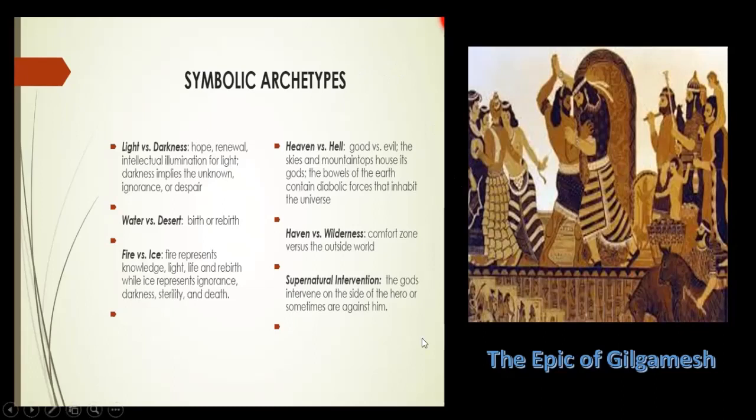Okay, all right. So another symbolic archetype in the Epic of Gilgamesh is heaven versus hell, which is good versus evil. The skies and mountaintops house its gods, the bowels of the earth containing diabolic forces that inhabit the universe. Okay, there are diabolic forces, there are demons, just like the great demon Humbaba, that lives in the forest, which is an allusion to hell.